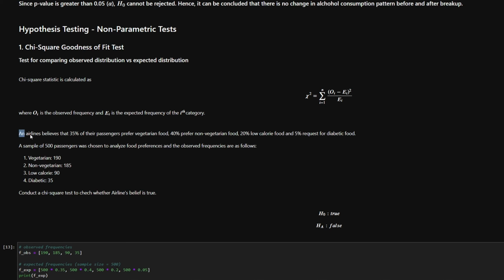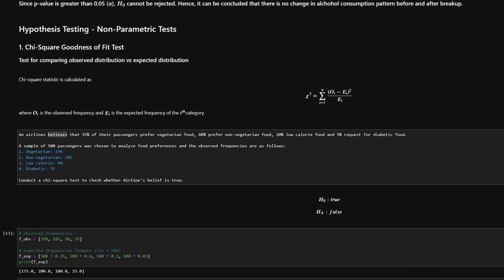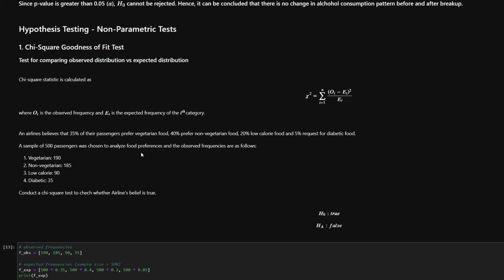So there's an airline that believes that 35% of their passengers prefer vegetarian food, 40% prefer non-veg food, 20% low-calorie food, and 5% request diabetic food. So there's the word belief, just remember this. A sample of 500 passengers was chosen, and the observed frequencies are given as this. Now we need to conduct a chi-square test to check whether the airline's belief is true.